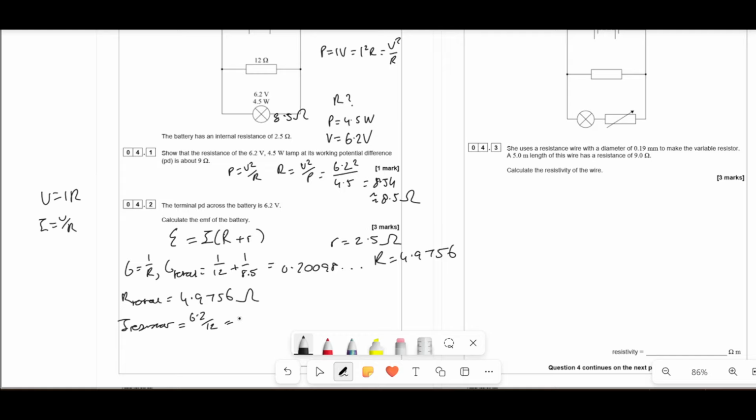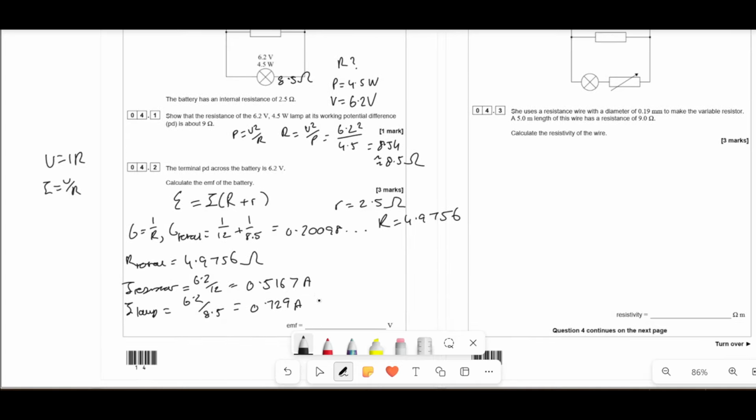6.2 over 12 is 0.5167 amps. And the current around the lamp is going to be, again, V over R, 6.2 over its resistance, 8.5, which is 0.729 amps. Remember that it splits and it recombines to come back, so the total current is going to equal those two added together, so plus 0.5167 amps, which is 1.24611 amps.